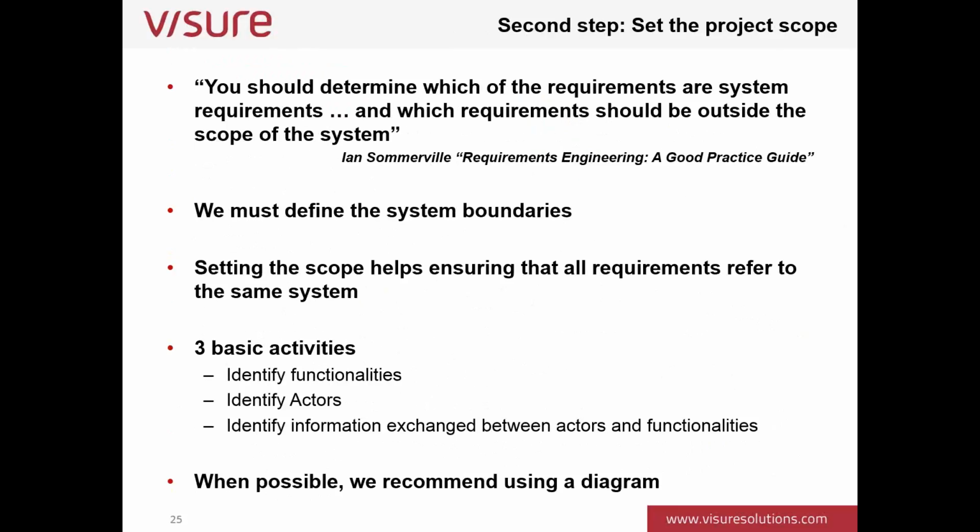So once we have identified the stakeholders, all the sources of requirements, including the stakeholders, or even before that, as I mentioned before, the first and second step can be exchanged easily, we must set the project scope, or just set the system boundaries. Basically, you should determine which of the requirements are system requirements and which of the requirements should be outside of the scope of the system.